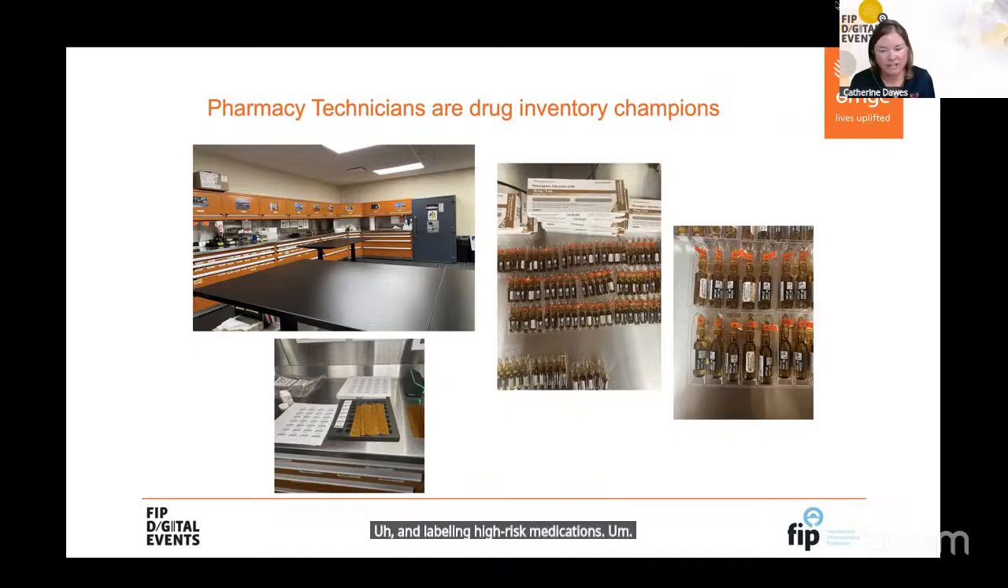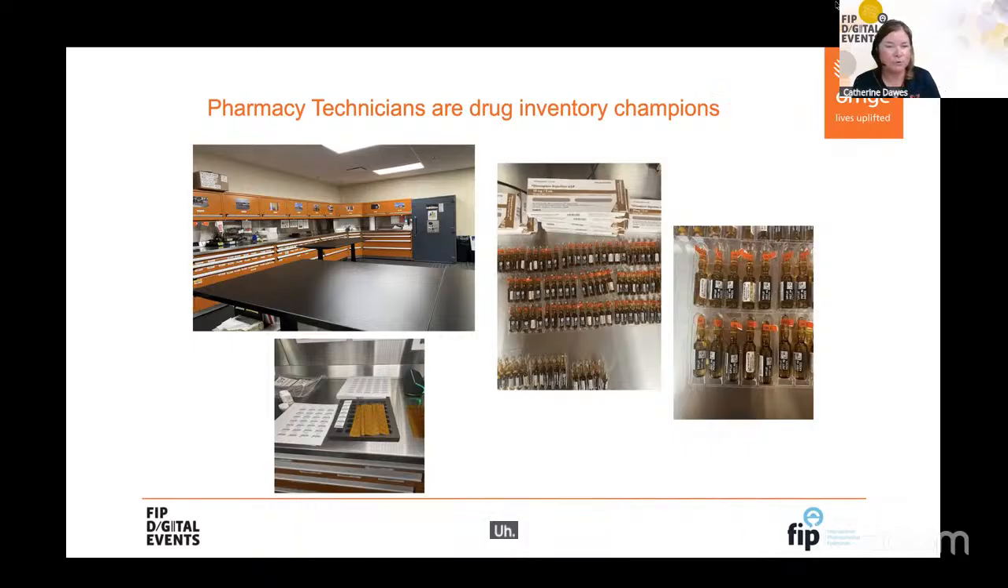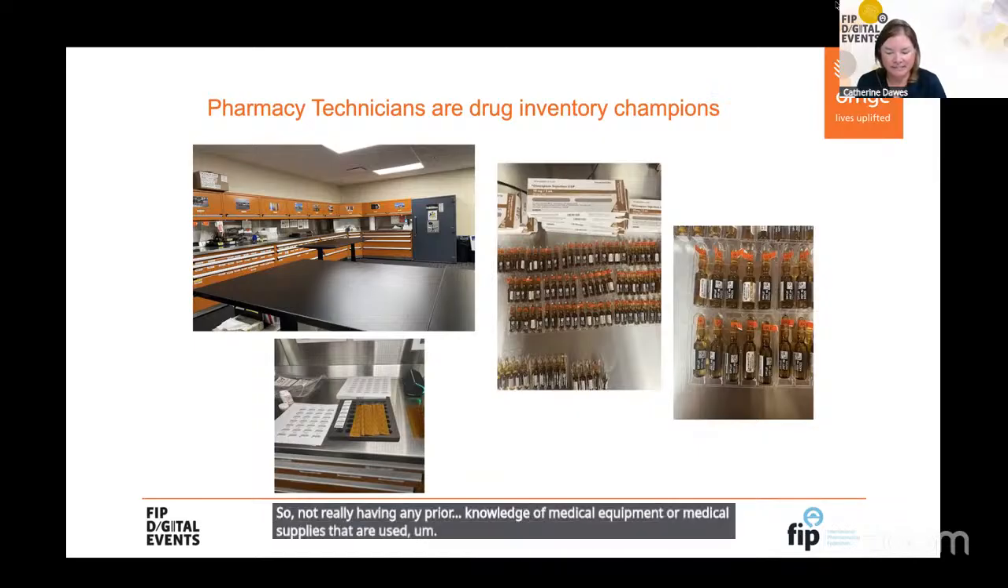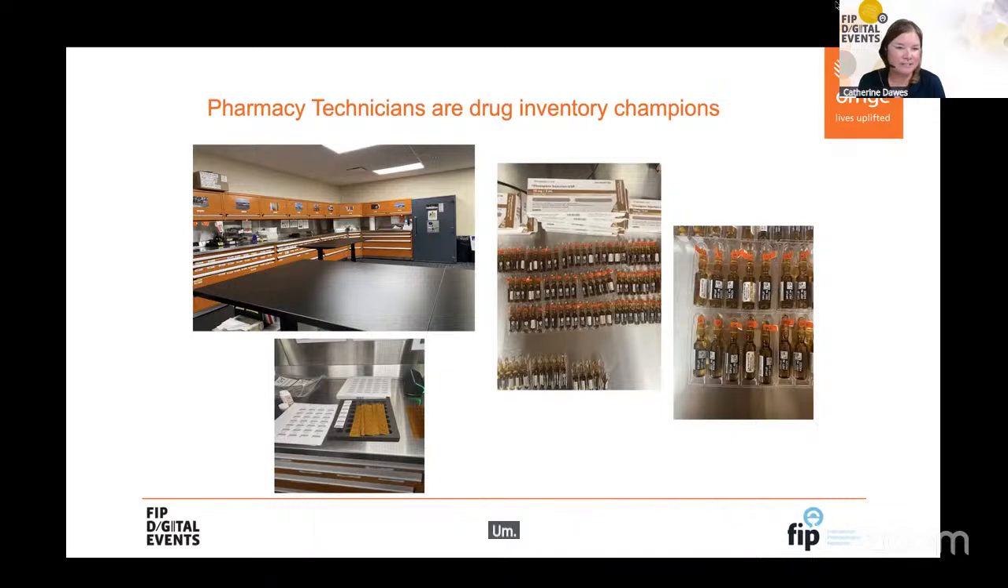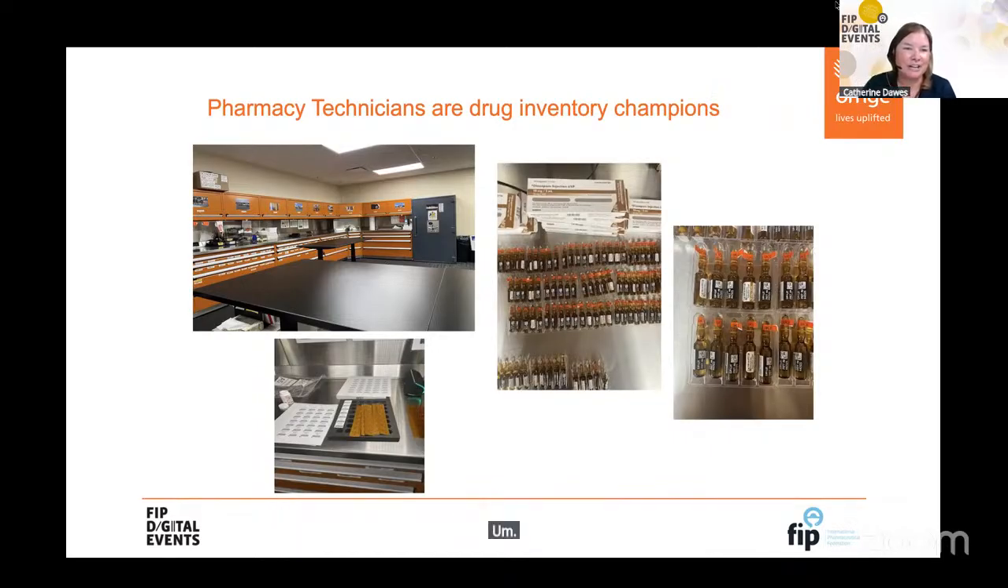So one of the greatest challenges faced with taking on a role with an EMS organization was this huge learning curve in front of me. So not really having any prior knowledge of medical equipment or medical supplies that are used in emergency services. And even the language that was used was quite a large learning curve and a challenge for being the pharmacy technician here at Ornge.